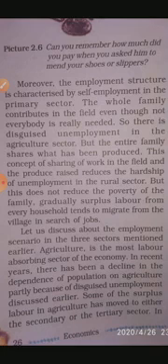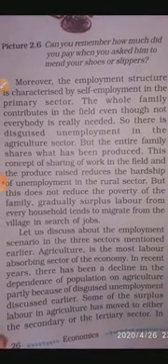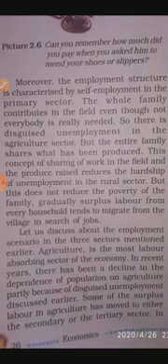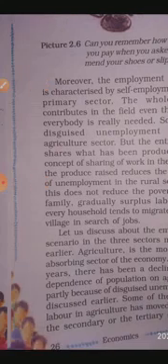So let us discuss the employment scenario in the three sectors mentioned earlier: primary sector, secondary and tertiary sector. Agriculture is the most labor absorbing sector of the economy. In recent years, there has been a decline in the dependence of population on agriculture. Why? Because the third sector, that is tertiary, is rapidly progressing and people are shifting into that. Because of the disguised unemployment discussed earlier, some of the surplus labor in agriculture has moved to either secondary or tertiary.